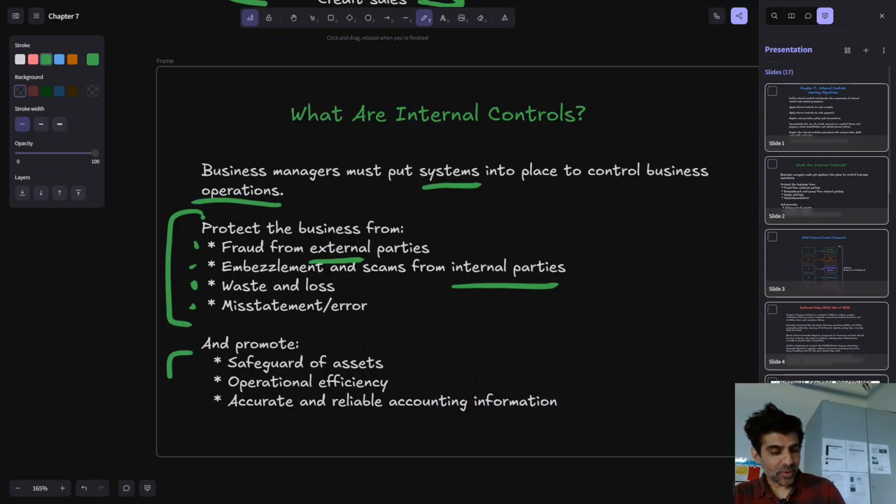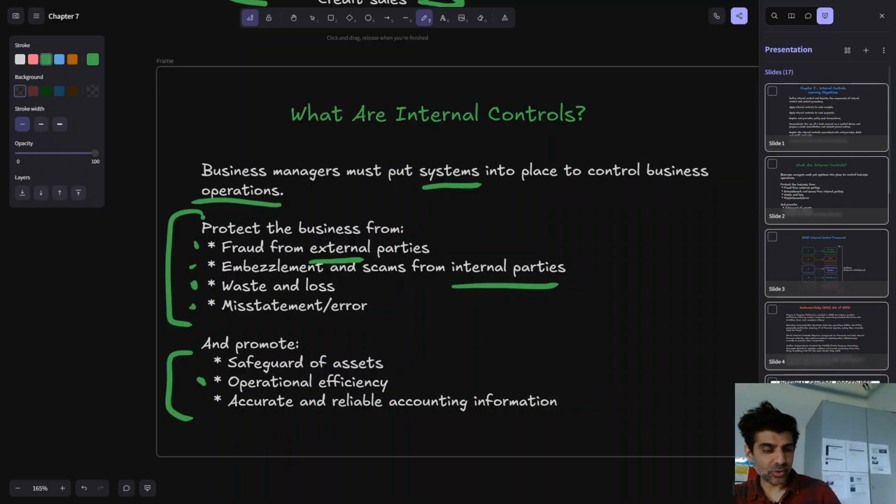So, what do they promote? You want to make sure your assets are safeguarded. Okay, so you want to make sure that your physical assets are protected. You want to make sure your financial assets, like your cash in your bank account, can't get easily stolen or misplaced or unaccounted for. You want to promote operational efficiencies.